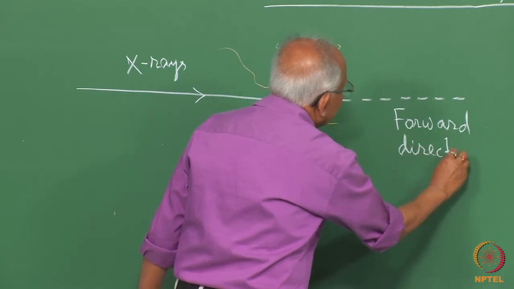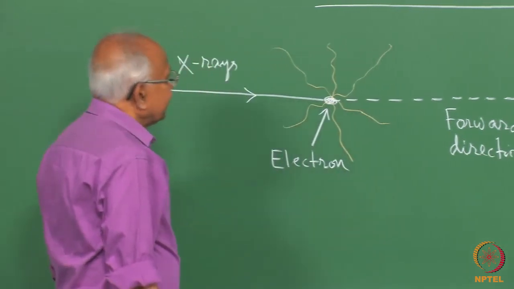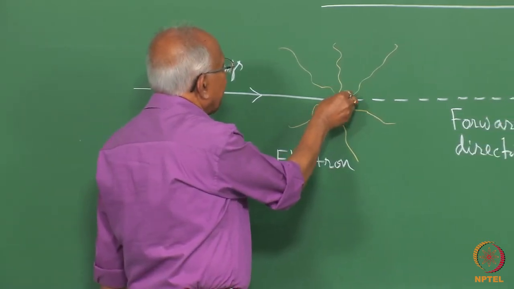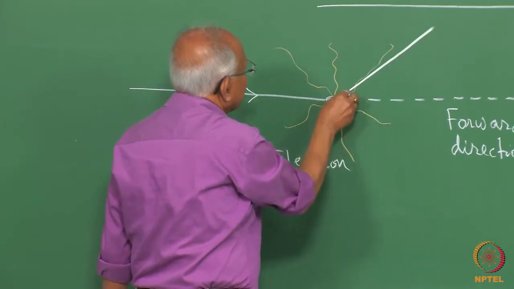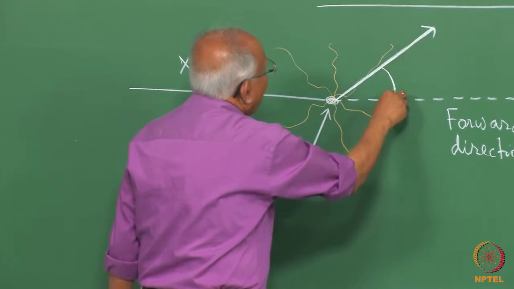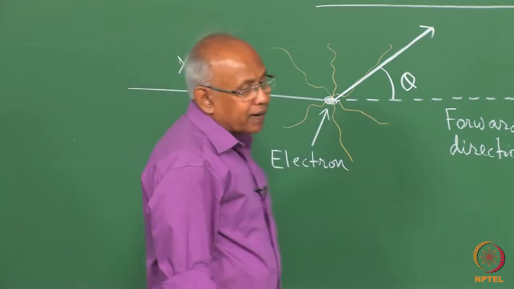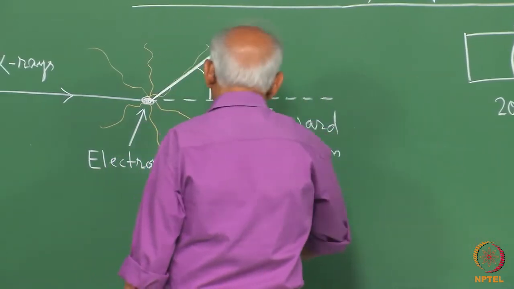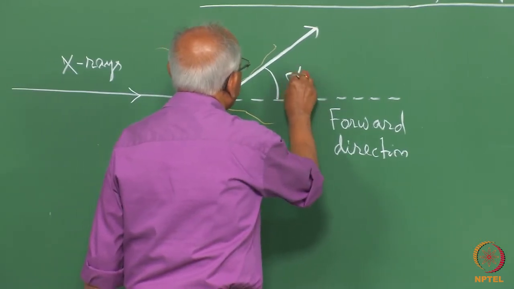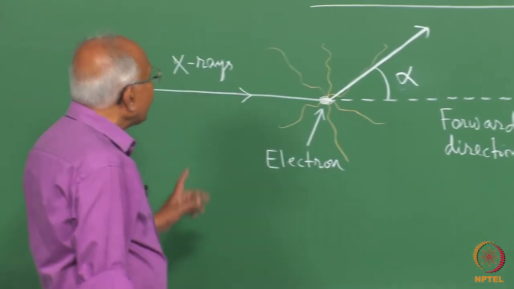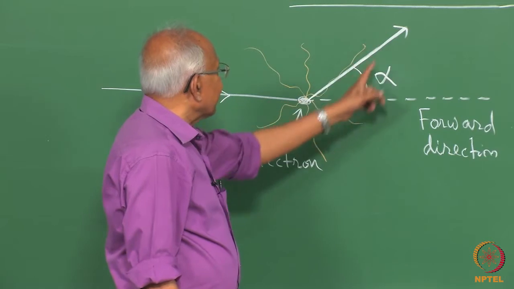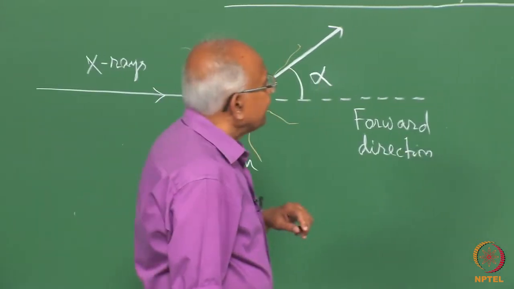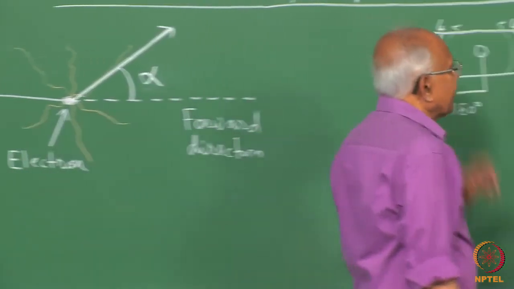Say for example, if we want to find out the intensity of the scattered radiation in a particular direction, say given by this, which makes an angle of theta with the forward direction, or let me write it as alpha, so that it does not confuse with the Bragg angle. Say we want to find out what is the intensity scattered in a particular direction, making an angle alpha with the forward direction. Now, this has already been given by Sir J. J. Thomson.